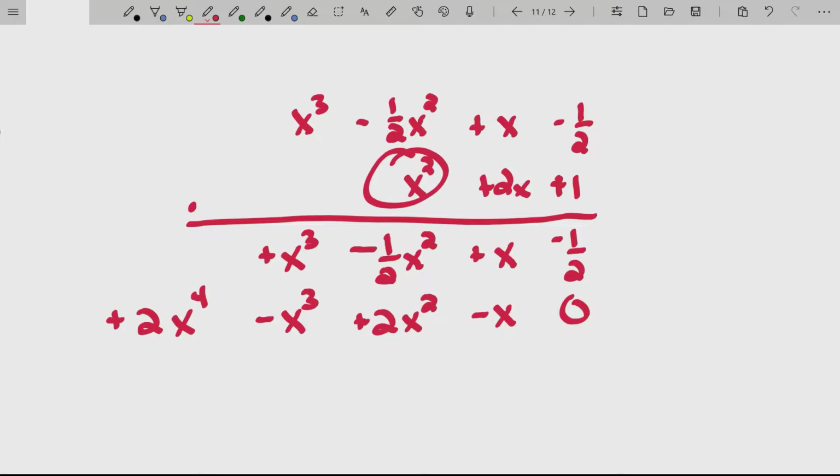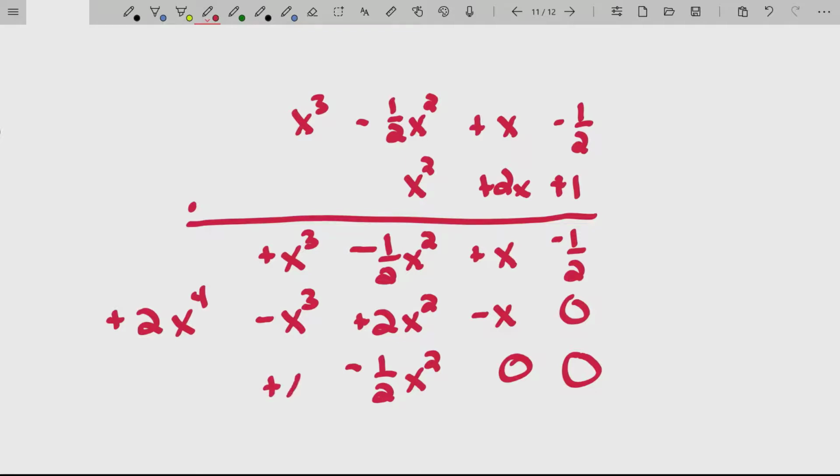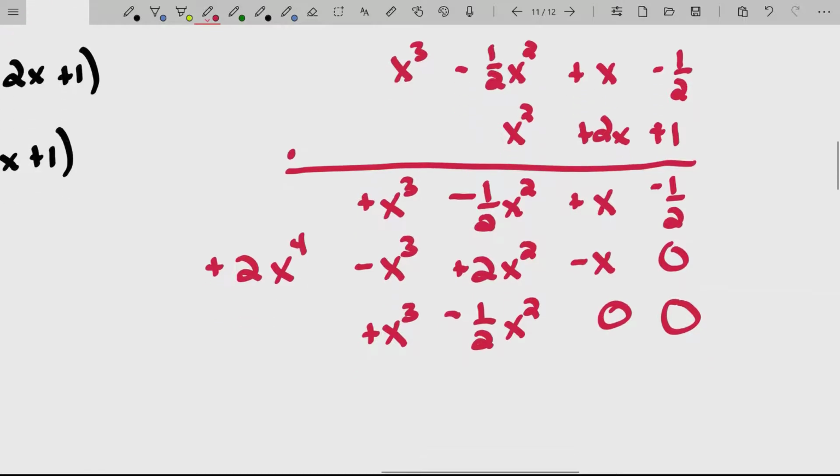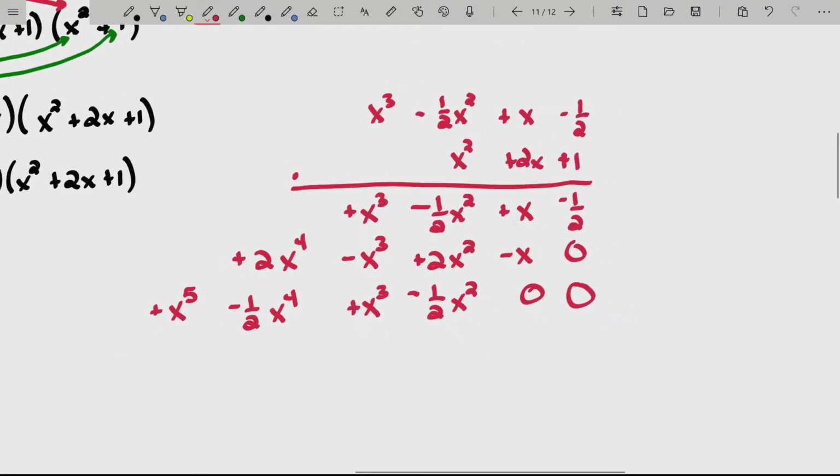Then you go to the very last one. Again, you'll have a couple placeholders here. So placeholder, placeholder. And x squared times a negative 1/2 is a negative 1/2 x squared. X squared times x is a positive x cubed. X squared times a negative 1/2 x squared is a negative 1/2 x to the 4th. And finally, x squared times x cubed is a positive x to the 5th.